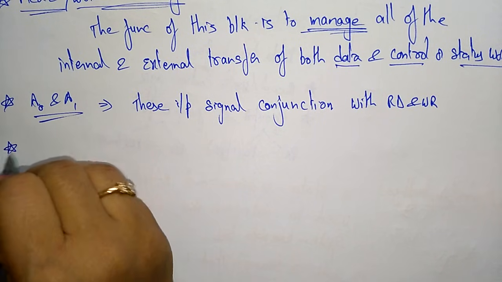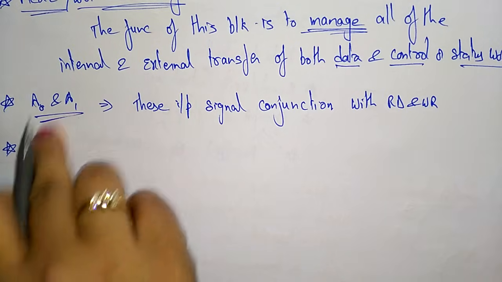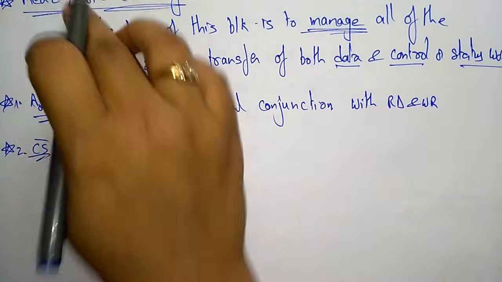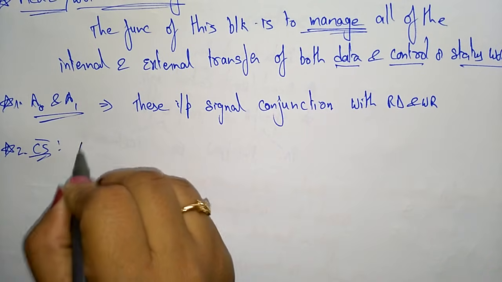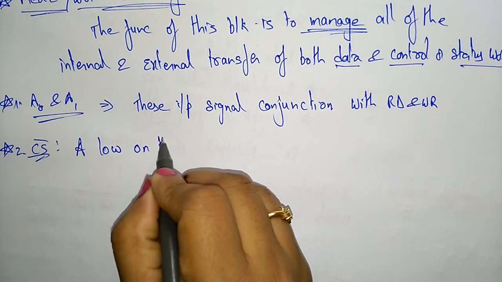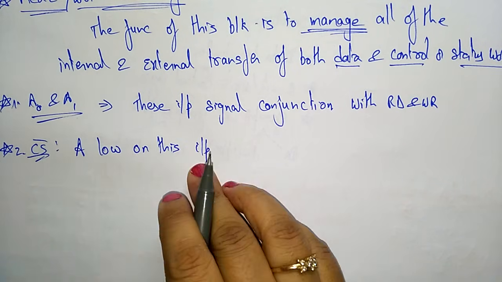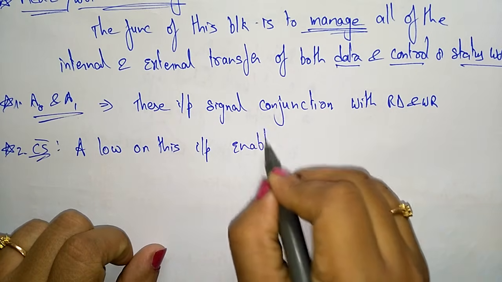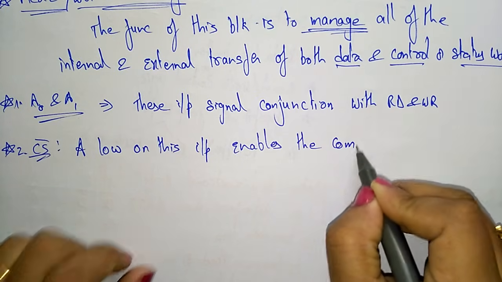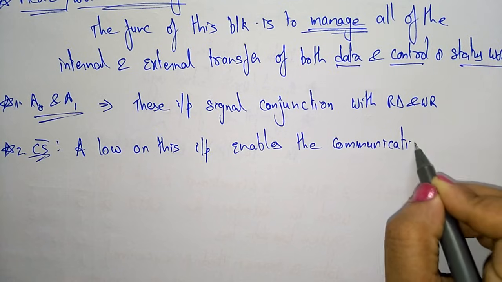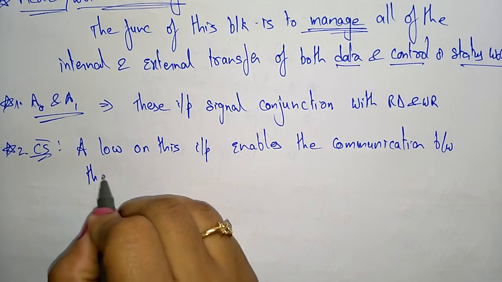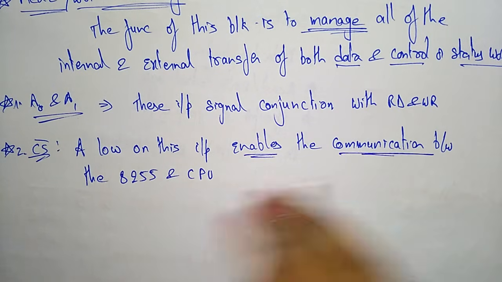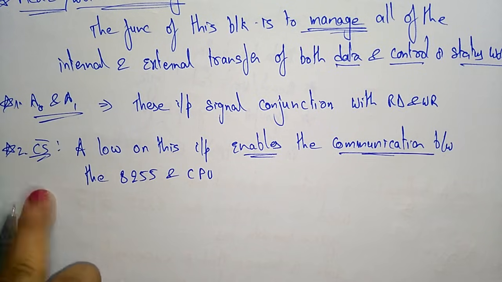And the next is the chip selection. These are all the pins present in the read-write logic. For the chip selection, I already explained this in the pin diagram. A low on this input pin enables the communication between the 8255 and the CPU. That will be done by the chip selection.